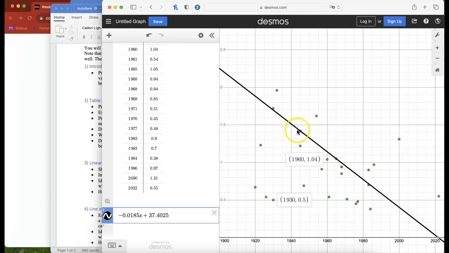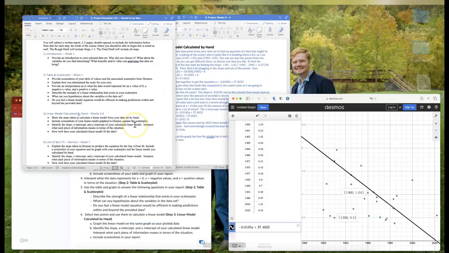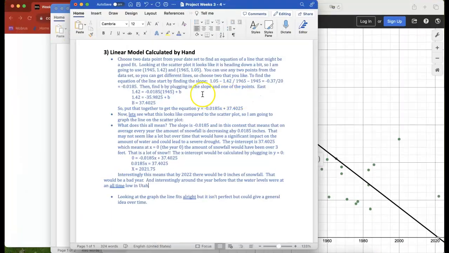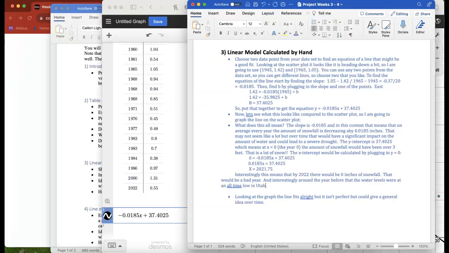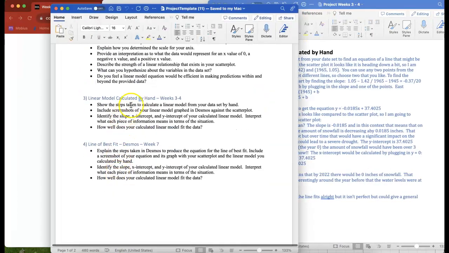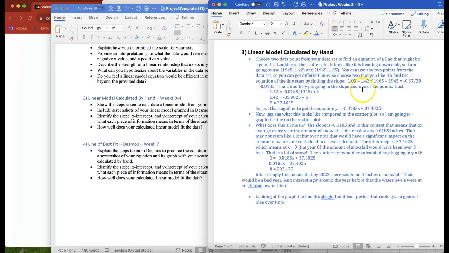So I chose a couple of points. You can usually tell which points because my line goes right through it. So here is my work. So I started with part 3, and I'm going to calculate a linear model by hand. So I choose 2 points. I'm going to find the slope. I'm going to find the b or the y-intercept, and then I'm going to write my equation of the line.